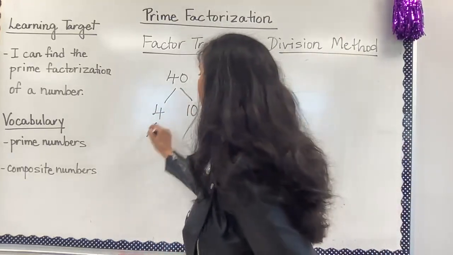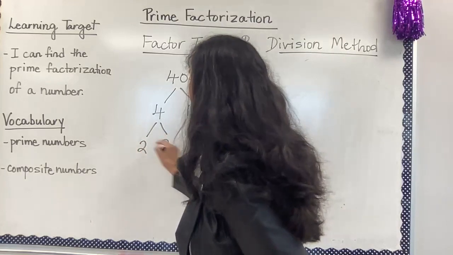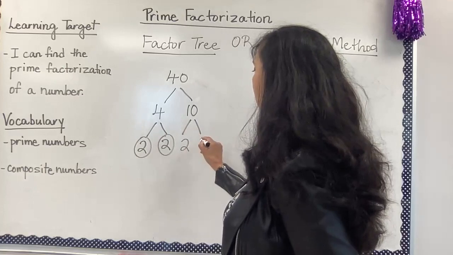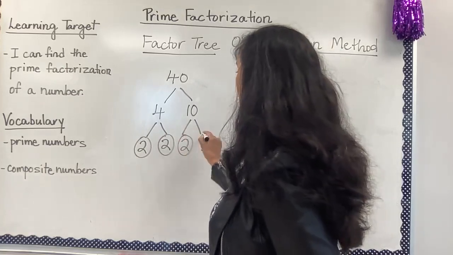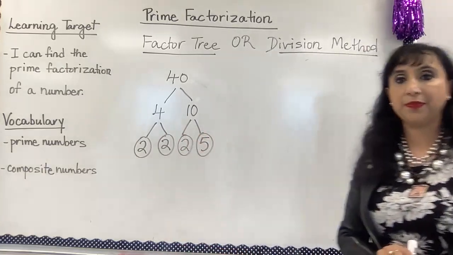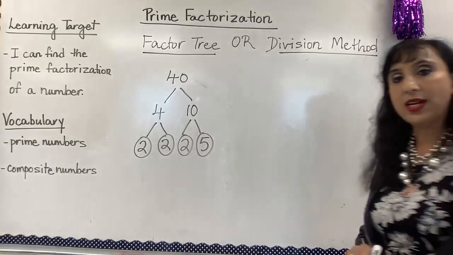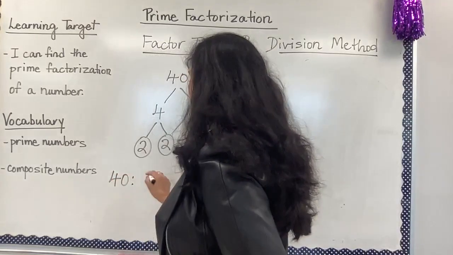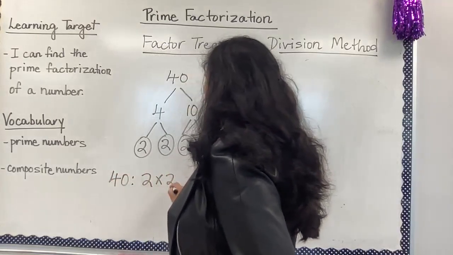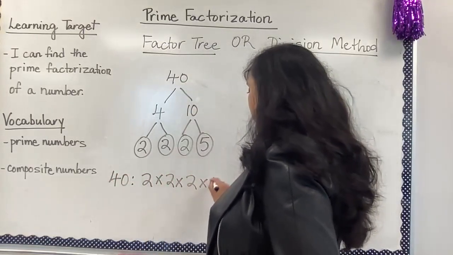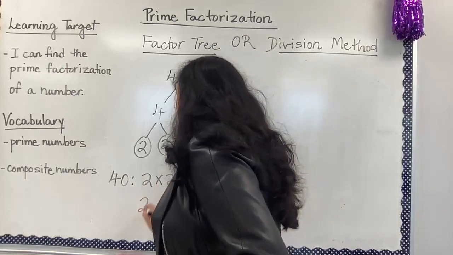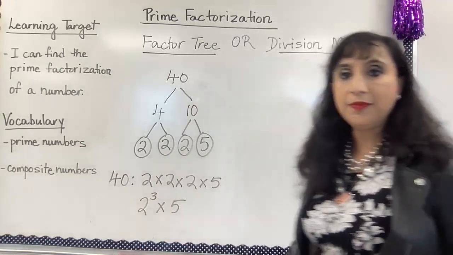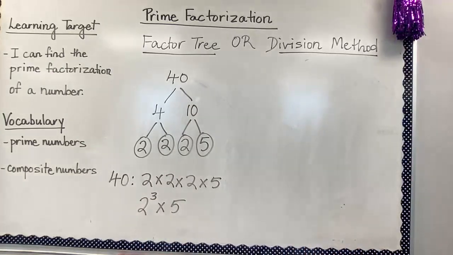4 can be further divided into 2 times 2. So these are prime numbers, and 10 can be divided out further into 2 times 5. Okay, so now when I look at this, for 40, my prime factors are 2 times 2 times 2 times 5, which is also 2 cubed times 5. All right, so that is the factor tree method.